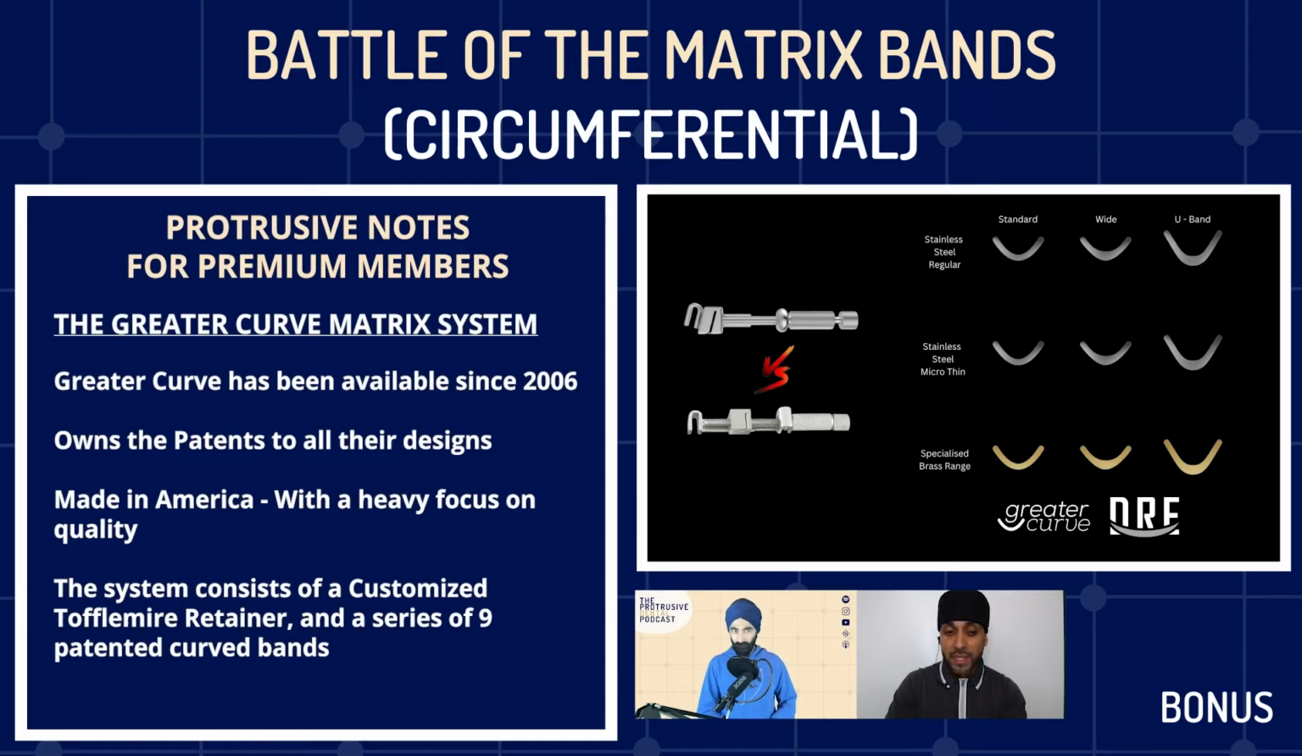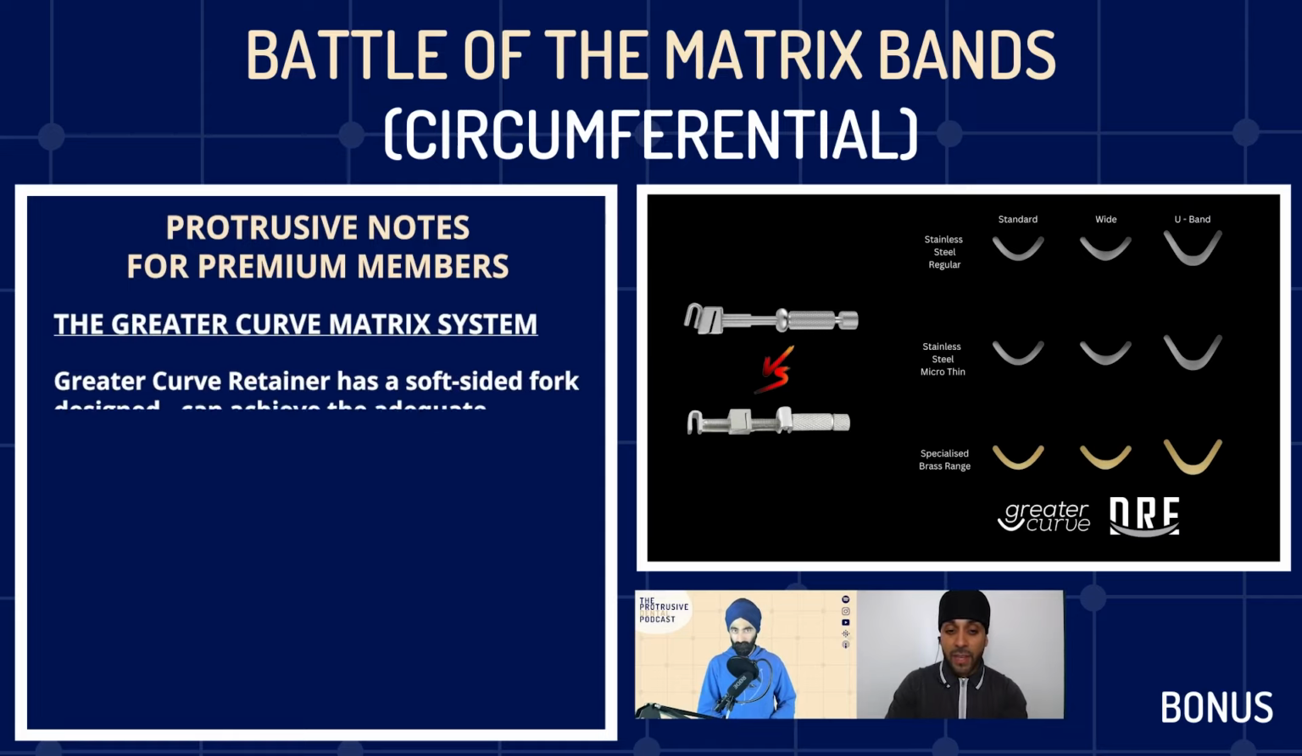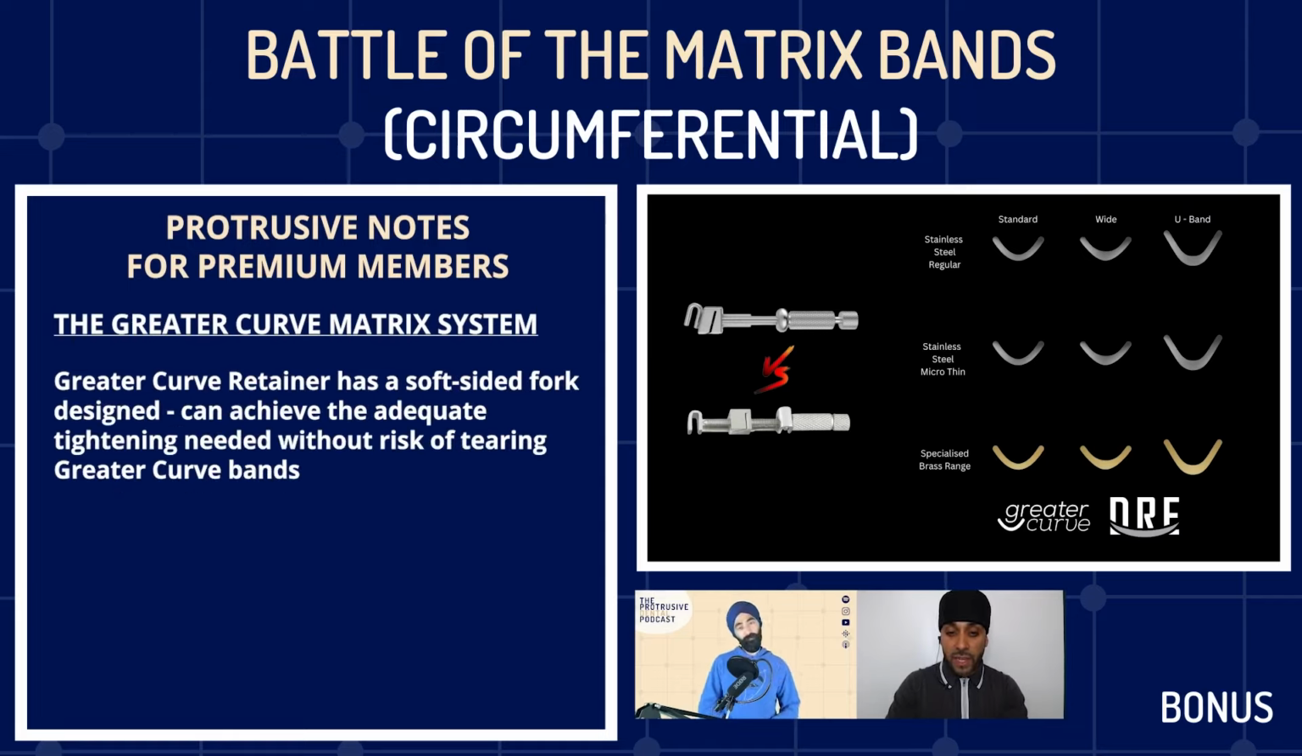It does need setting up, but again, it's easier than Siqveland. And the Greater Curve Tofflemire has a soft-sided fork designed for use with the Greater Curve bands, so we can achieve that adequate tightening that we need without risk of tearing them, so that pain point's gone, which is really cool. The contra angle head means we... So, I mean, I don't get you. I see two bands, two retainers on the left side, right? Yeah. So are you trying to say that the Greater Curve is only compatible with a Greater Curve Tofflemire retainer? It works with both, but I'm just saying that the Greater Curve Tofflemire retainer is just far better, and these are the benefits of it.